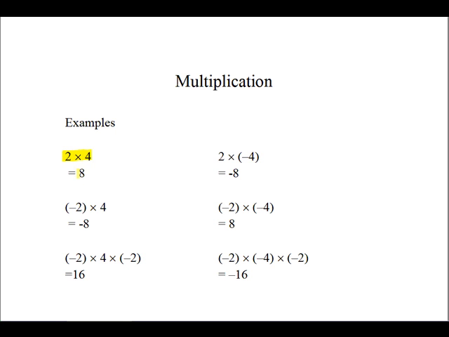Here we've got two positive numbers, so the answer is positive. Here we've got one negative number, so the answer is negative. Here we've got one negative number, the answer is negative. Here we've got two negative numbers, the answer is positive. Here we've got two negative numbers, so the answer is positive. And this next one we've got three negative numbers, so the answer is negative.